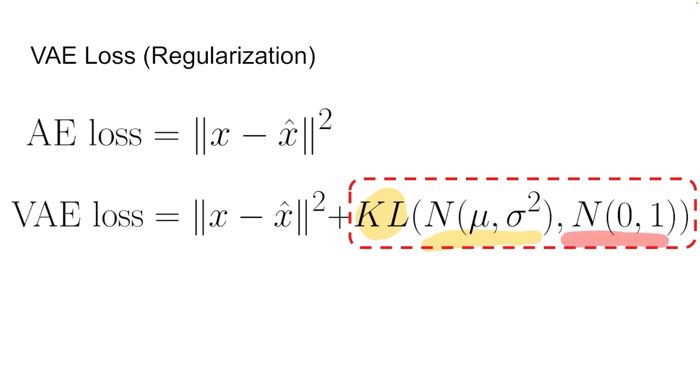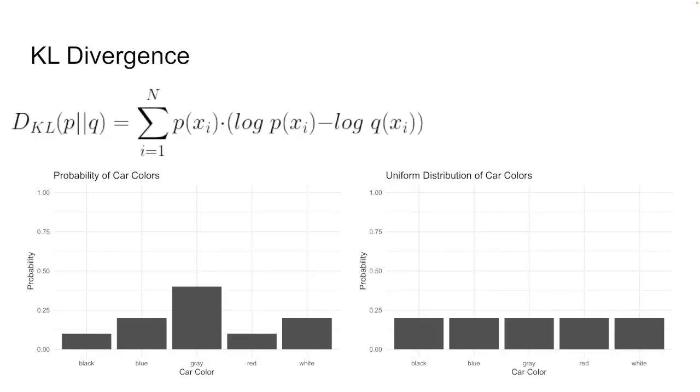Remember, a standard normal is just a normal distribution with a mean of 0 and a standard deviation of 1. To review, KL divergence measures the similarity of two distributions. One way of thinking about it is saying, if we have this distribution, how much information are we going to lose by using this second distribution instead? If two distributions are really similar, we don't lose a lot of information, but if they're very different, we do.